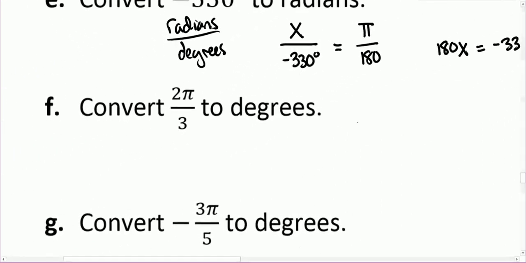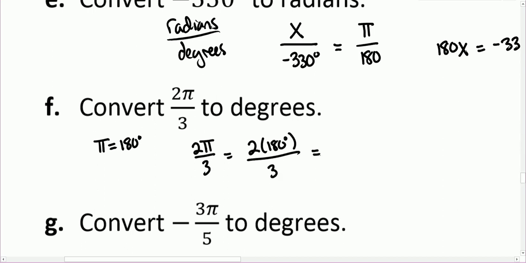Part F, we're converting radians to degrees. We can use the same method we used in the last, where we set up a proportion, but I'm going to use the fact that pi is 180 degrees, and I'm just going to substitute that into our problem here. So if I have 2 pi over 3, that's the same thing as 2 times 180 degrees over 3. Well, 180 divided by 3 is 60, so this is 2 times 60 degrees, which is 120 degrees.